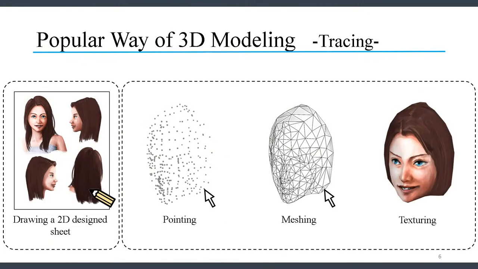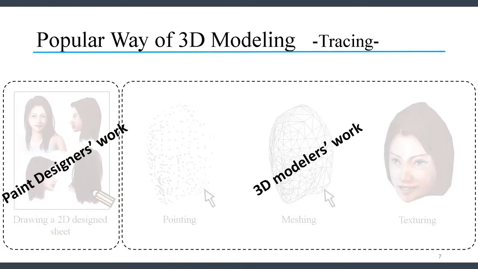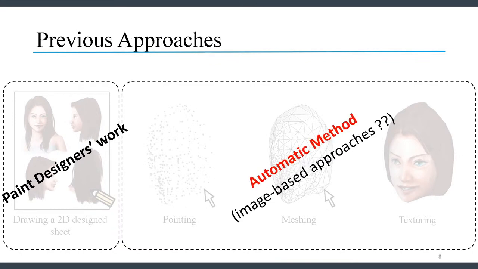Then, we again investigate the 3D modeling process and existing research. The previous work replaced the 3D modeling step from manual work to an automatic system, for example, an image-based system. I will skip the details, but image-based systems are not robust and it is not easy to generate high-quality 3D models. This is because there is a wide variety of designer drawings: pencil, oil painting, colored images, and photos. So it is difficult to extract efficient image features from images. Therefore, we refocus on the paint designer's work.